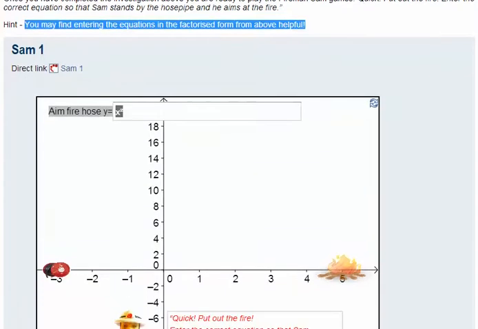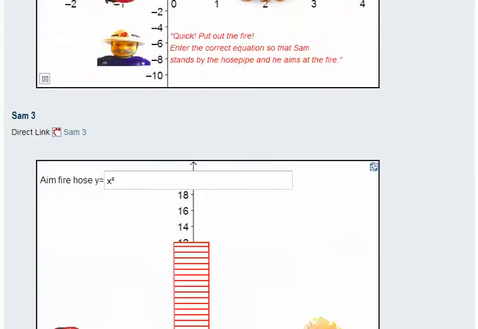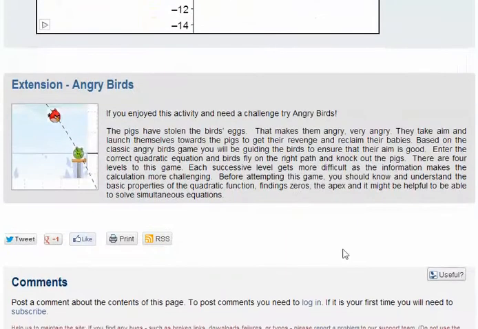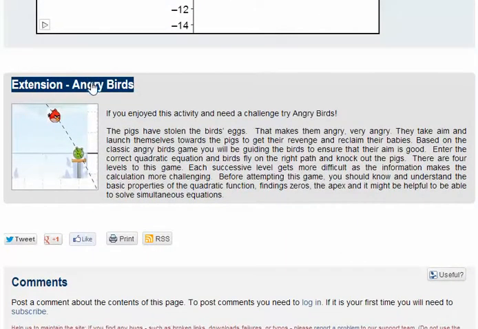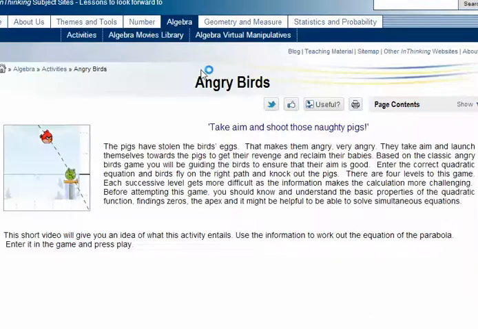If students get that done and have got time left, they could then try the more demanding activity, which is our Angry Birds activity. Good luck with those.